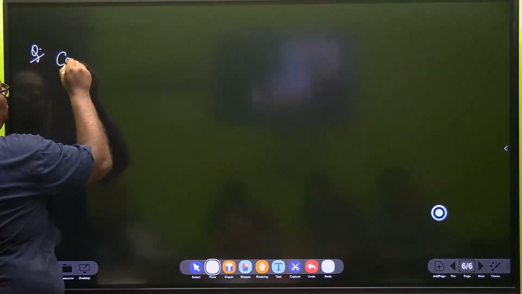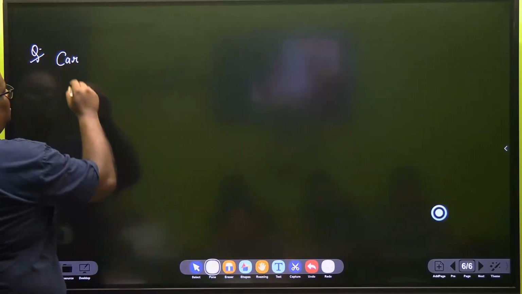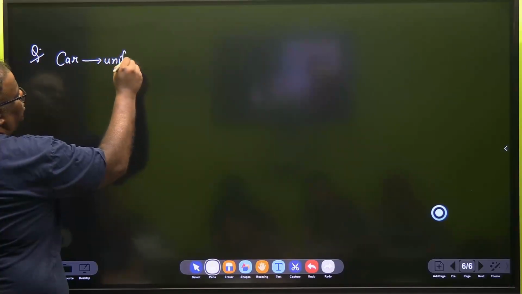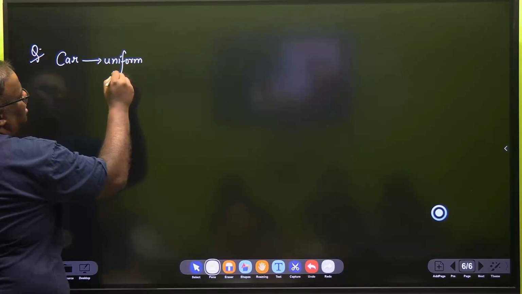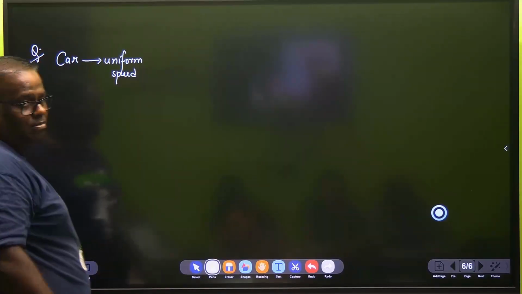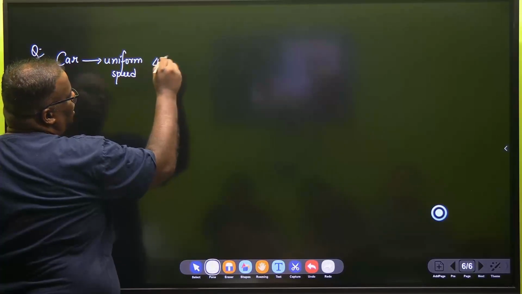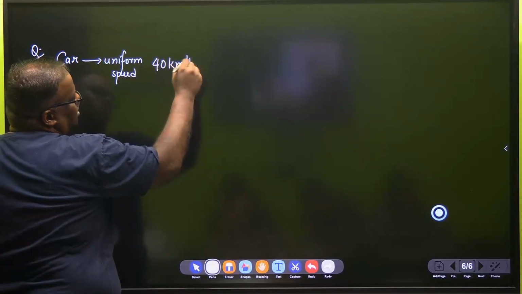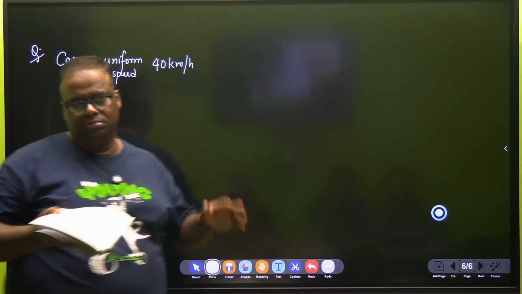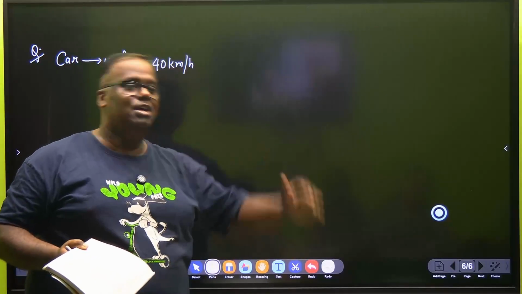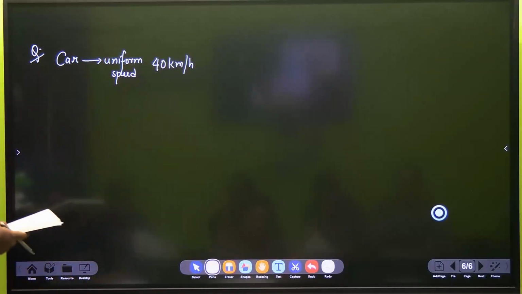Okay, we have a car. Look at this problem. We have a car, and this car travels at a uniform speed. What does uniform speed mean? Equal distances in equal intervals of time, right? Uniform speed, and that uniform speed is 40 kilometer per hour. Means this car is going at 40 kilometer per hour.